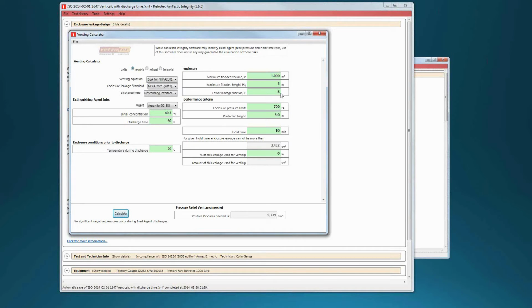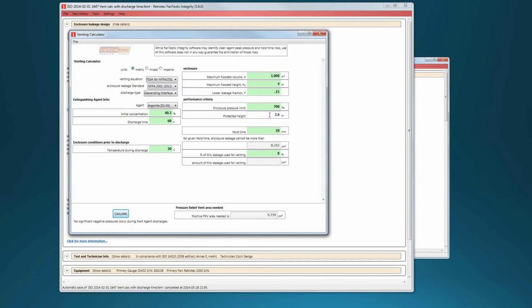One way is to say, well, let's look at the distribution of leaks between upper and lower, and let's change this to 0.15, which incidentally is the limit that you're allowed to use under ISO, and that allows us to have quite a bit more leakage, but still not enough because our minimum protected height is so high. So the other way of getting around that is to discharge more agent and go for continuous mixing.